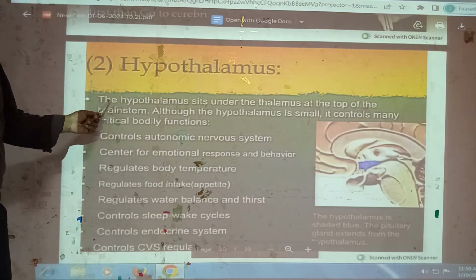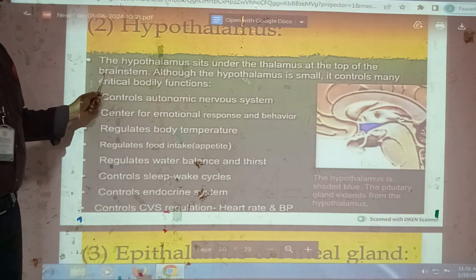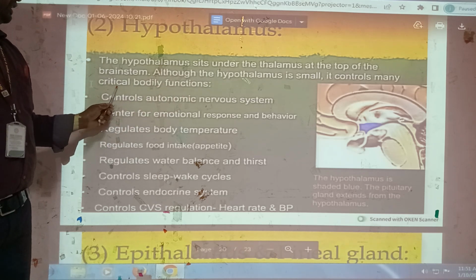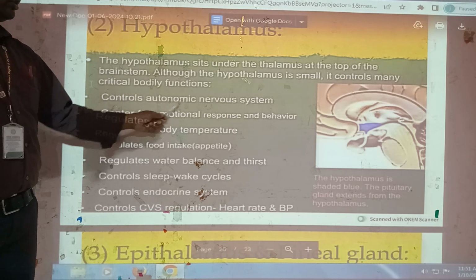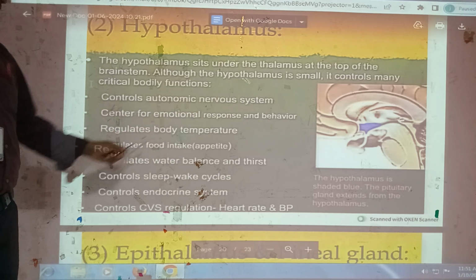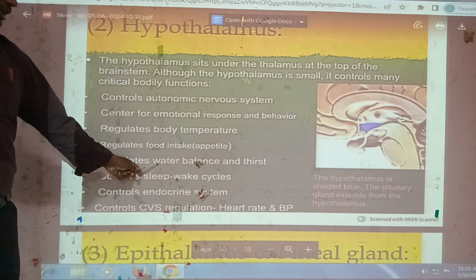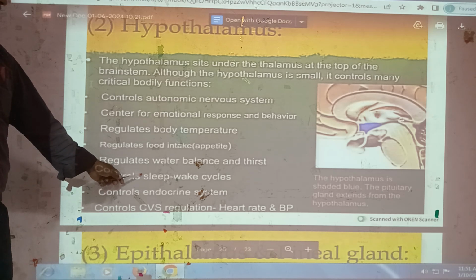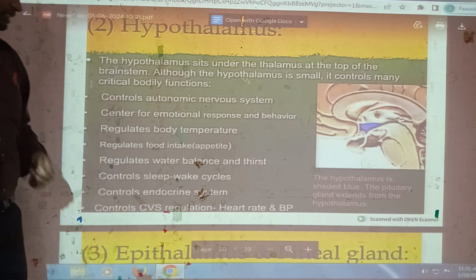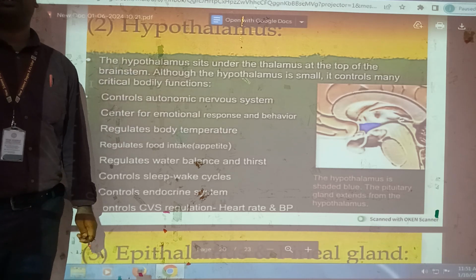And the hypothalamus. The hypothalamus sits under the thalamus at the top of the brainstem. Although the hypothalamus is small, it controls many critical body functions: it controls the autonomic nervous system, is the center for emotional response and behavior, and regulates body temperature, food intake, water balance and thirst, and sleep-wake cycles. It also controls the endocrine system and the cardiovascular system, regulating heart rate and blood pressure. This is the hypothalamus, very important at the competitive level.